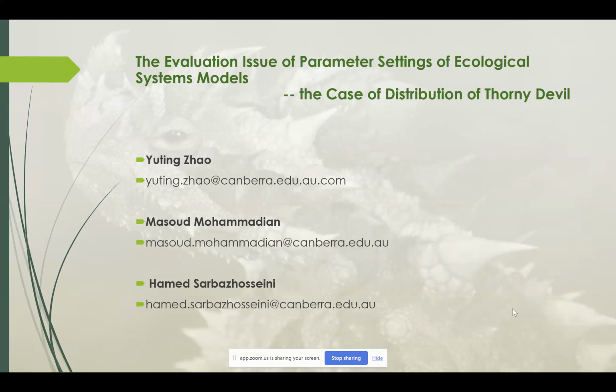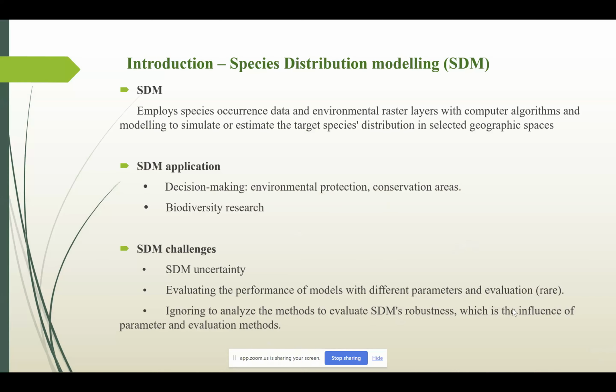Good afternoon. My name is Yuting, and today I want to talk about the evaluation issue of parameter settings of ecological modeling methods, using the case of species distribution of Sonidero. Species distribution modeling is a kind of ecological modeling. It employs species occurrence data and environmental raster layers with computer algorithms to simulate or estimate the target species distribution in selected geographic spaces.